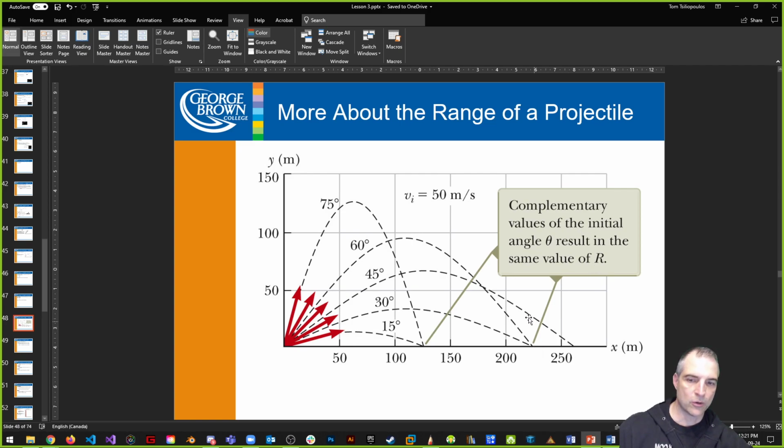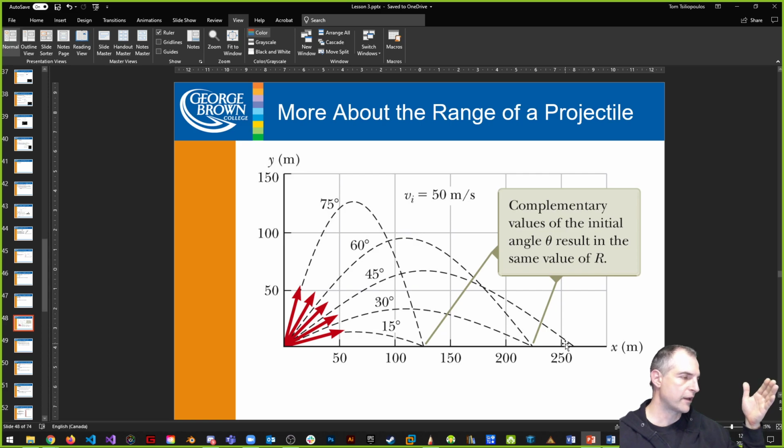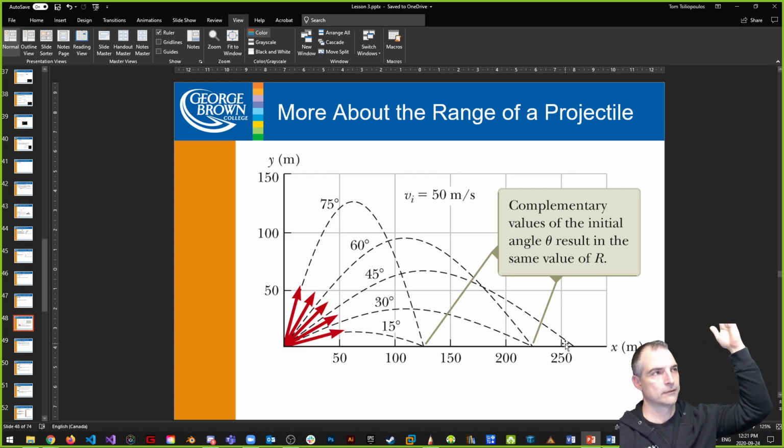One, we notice that the farthest an object will go, and this is in real life as well, is if I angle my angle of attack at 45 degrees. The closer I am to 45 degrees, the farther the object will go. Does it make sense? Yes, because if I want to maximize my height, I'm going to go straight up, right? Straight up. I'm not going to have any energy across the x-axis.